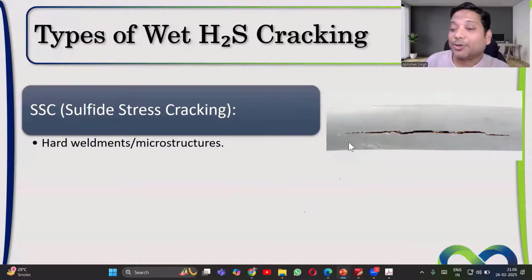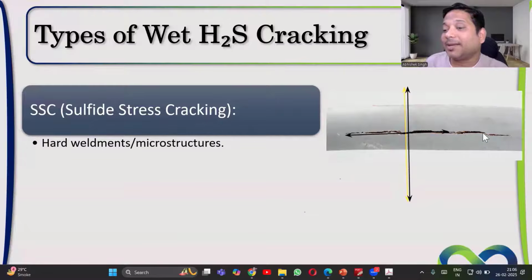Cracking happens in the perpendicular direction of the stress. Consider this as a vessel, and this is the line which I have drawn. I hope you're able to see that. So this is the circumferential direction of the vessel. So the material will crack in the perpendicular direction. You can visualize that if the stress is higher, the crack will propagate in this direction.